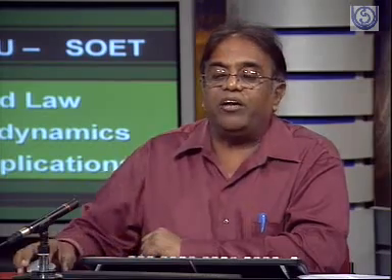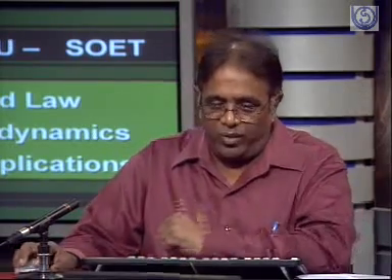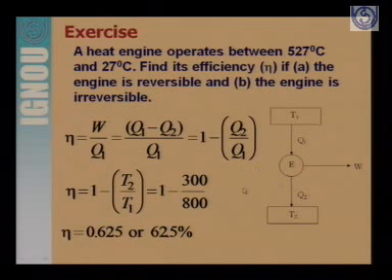Here let us take a very simple example, because these examples are very important from the examination point of view. A heat engine operates between 527 degrees centigrade and 27 degrees centigrade. Find its efficiency if the engine is reversible and if the engine is irreversible. For a reversible engine, the efficiency is equal to W by Q1, which is 1 minus Q2 by Q1. Finally, for a reversible engine, efficiency is equal to 1 minus T2 by T1.